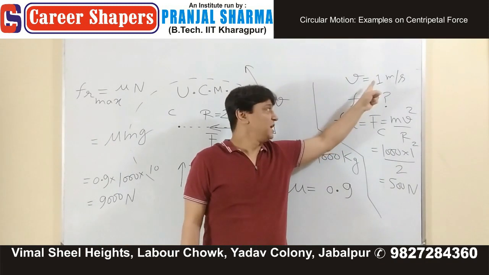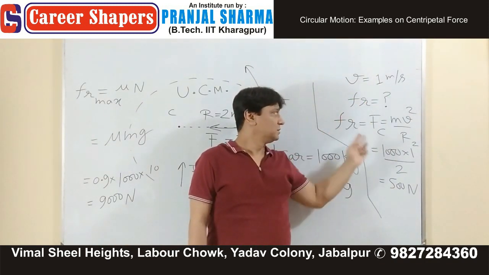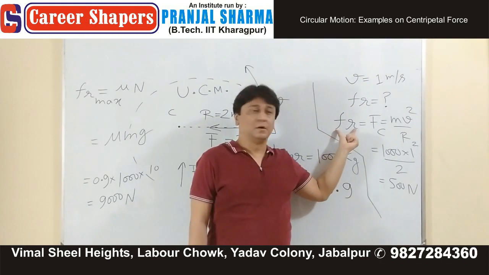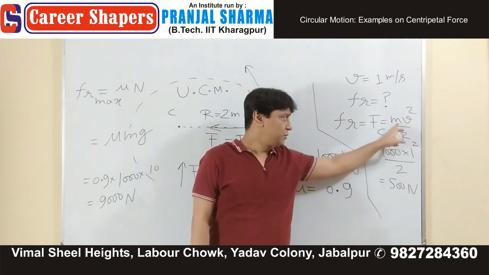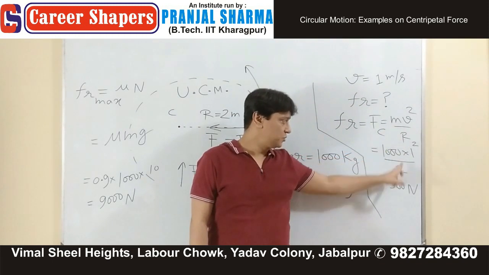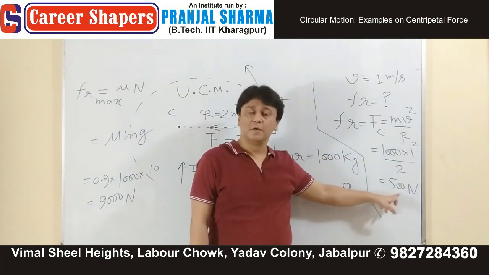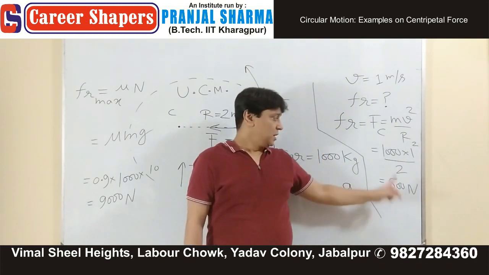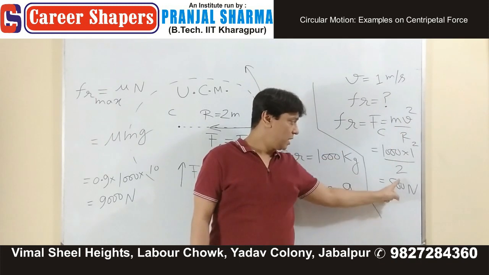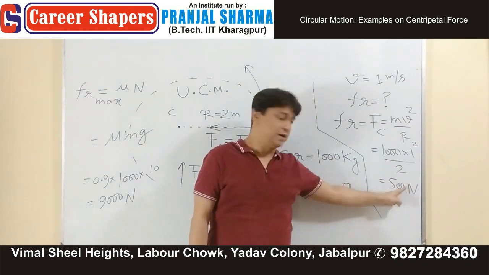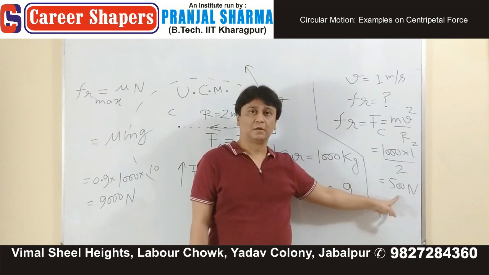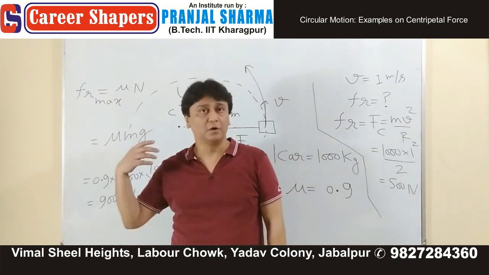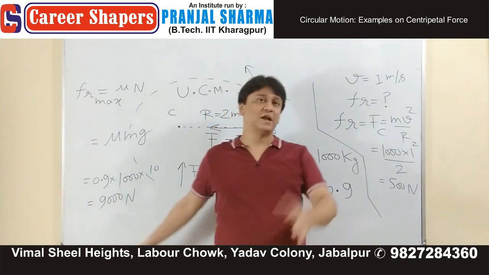Had the car been moving with 1 meter per second, then friction is going to give us mv square upon r, which is coming 500. तो आपने क्या पूछना है अपने आप से? आपने क्या बोला कि भाई सेंट्रीपिटल फोर्स बोल रहा है कि उसे 500 चाहिए और फ्रिक्शन बोल रहा है कि वो कितना दे सकता है? 9000. तो अब फ्रिक्शन 9000 नहीं देगा.